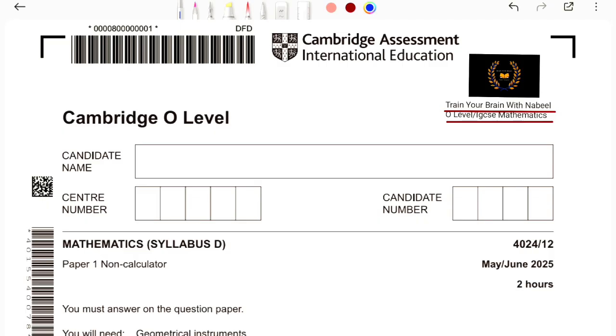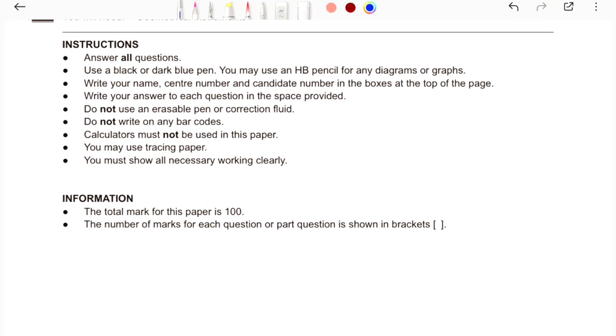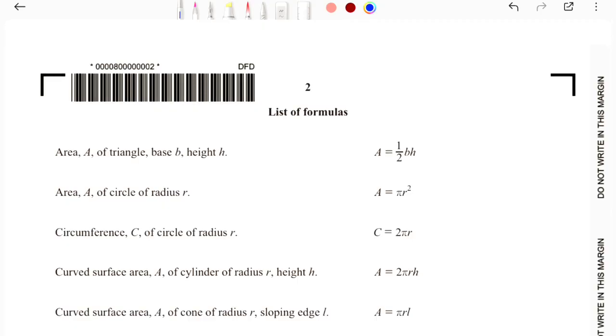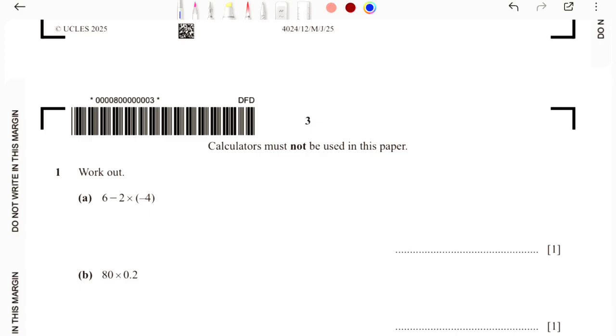Today we are going to solve Cambridge O-Level Mathematics Paper 1 May-June 2025. Dear students, this is a non-calculator paper and you must answer all the questions. First of all, you have to go through the whole information in a very detailed manner. Then you have to see the formula sheet, and after that you have to start attempting your paper.